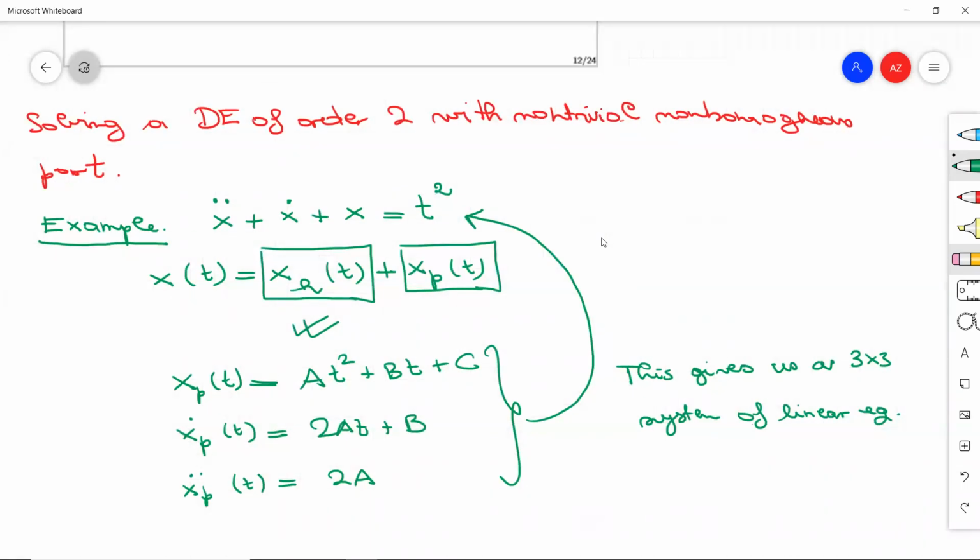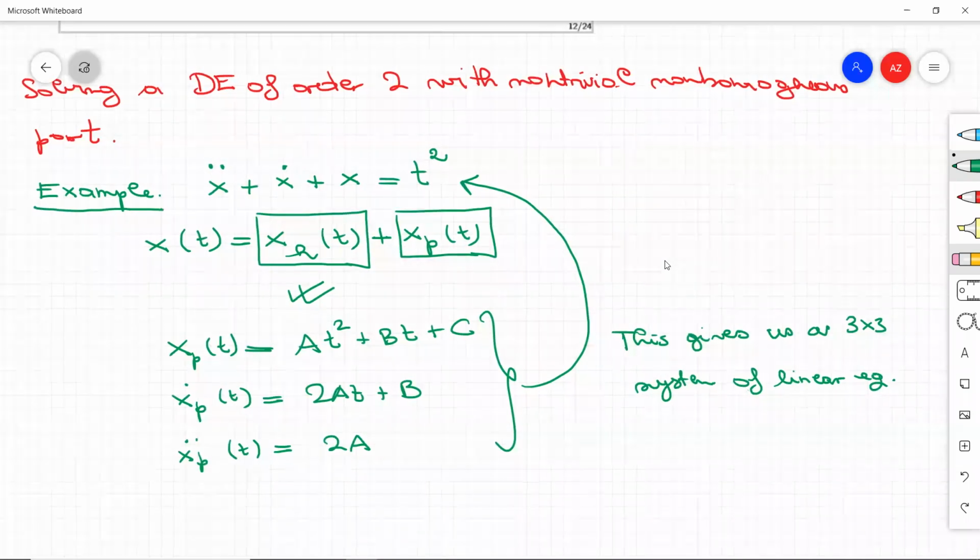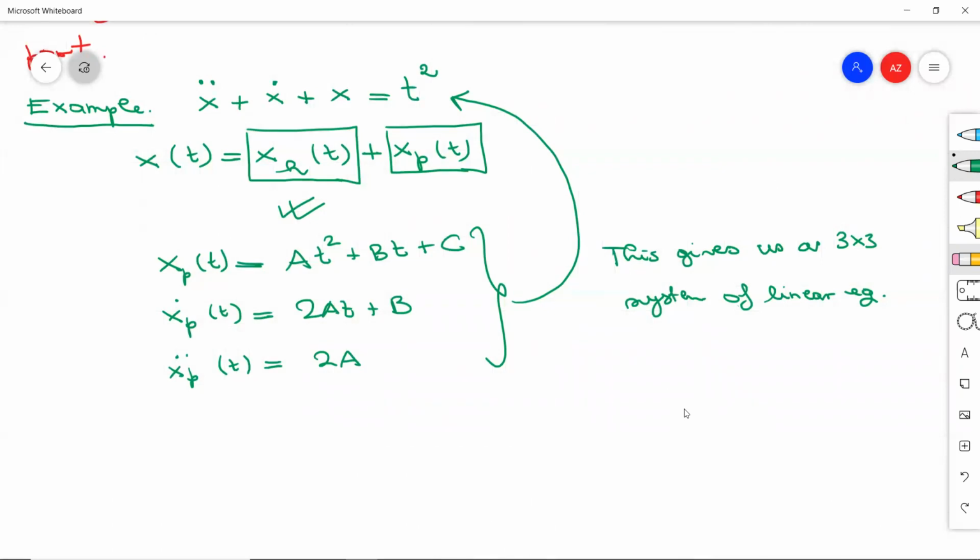So whenever you have a polynomial on the right-hand side, for the particular solution you just try to plug in a polynomial of the same degree, but with unknown coefficients. And what you will get will be a linear system in those coefficients. Okay, and let's look at two other examples and just guess what the particular solutions would be. And then we end for today.